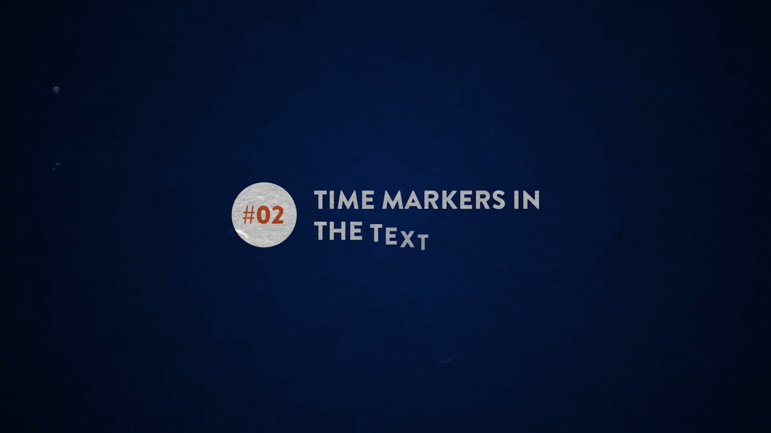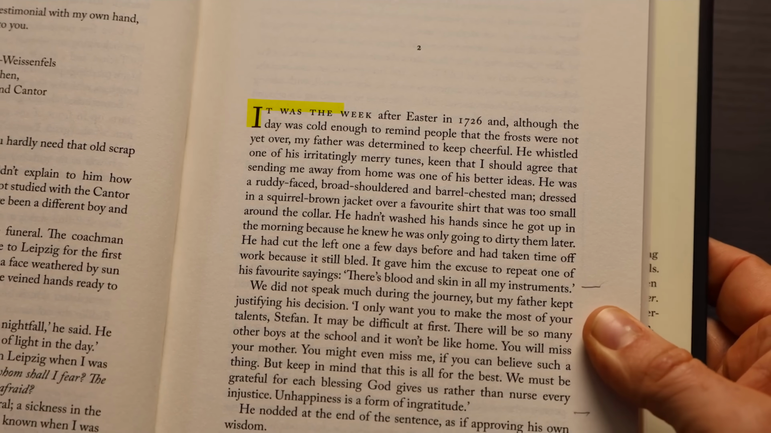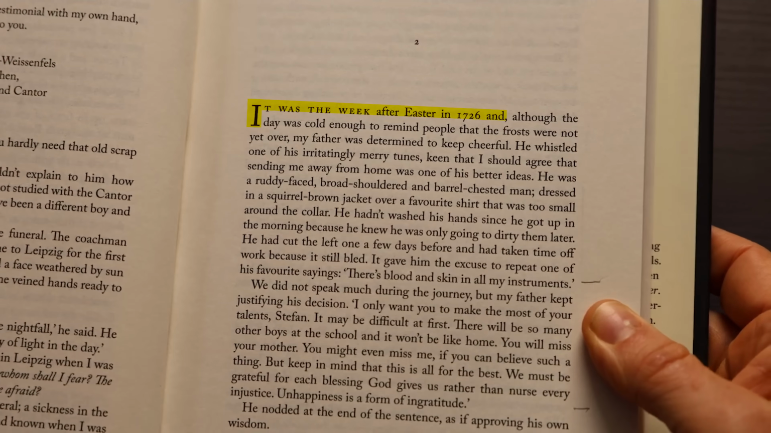Okay, so let's move on to the second great way to skip time in your novel: time markers in the text. This is James Runcie's The Great Passion, and it is a historical novel about the life of Bach. In the first chapter, he is 37 years old and Bach has just died. But then when we get to the second chapter, we see this. It was the week after Easter in 1726, and it goes on from there. So what Runcie's doing is expressing very clearly, okay, you know the time of year, it's the week after Easter, which is important because the whole novel is going toward the next Easter. And then 2, you know the year. So we know that we've skipped back in time and now he's a kid and no longer an adult. And this tells the story of when he's going to meet Bach for the first time.